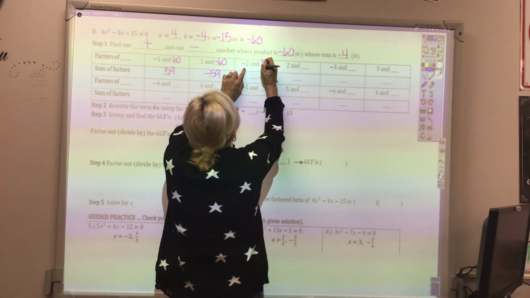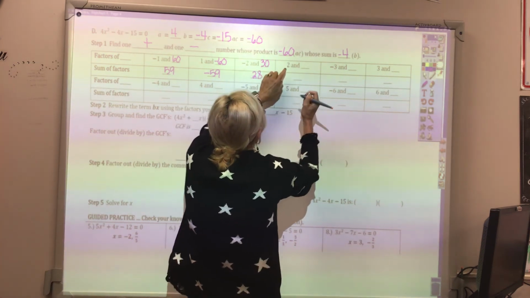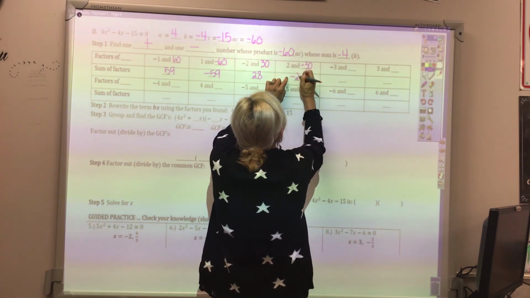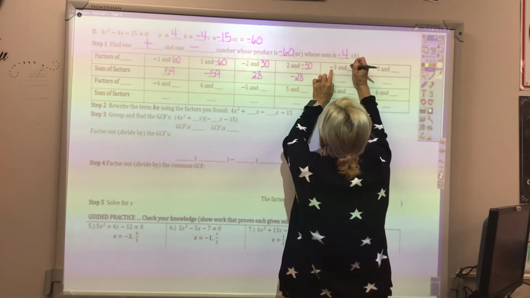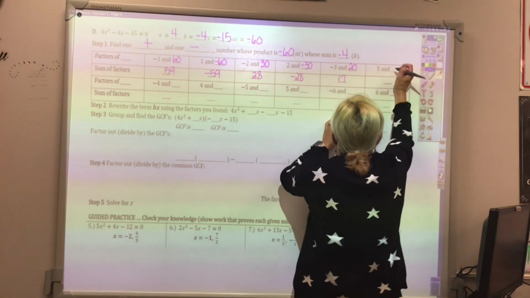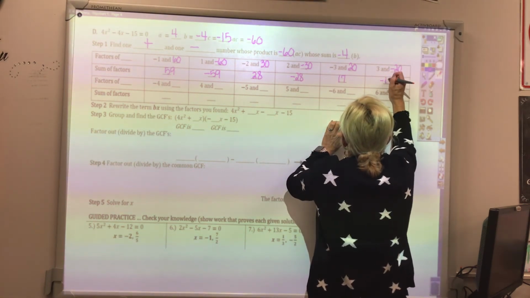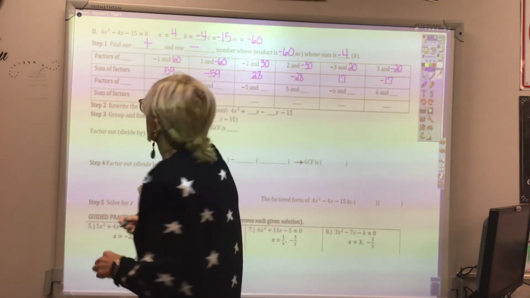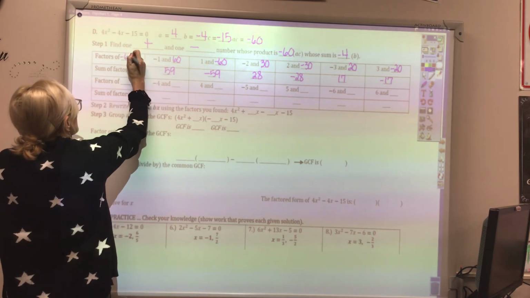Negative 2 and 30 would be 28. 2 and negative 30 is negative 28. Negative 3 and 20, which is 17. 3 and negative 20 is negative 17. You can see sometimes it takes you a while to find these. Again, we're looking for the factors of negative 60.